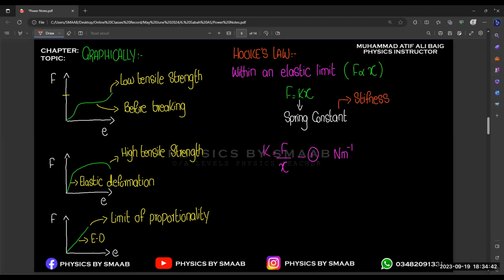So if a spring is more stiff, its K is going to be more, because it can take more force, but it will stretch less. And if you try to increase the force or increase the load, definitely it will deform. A less stiff spring will extend further at a certain force. So that's why it depends upon the stiffness of the spring.